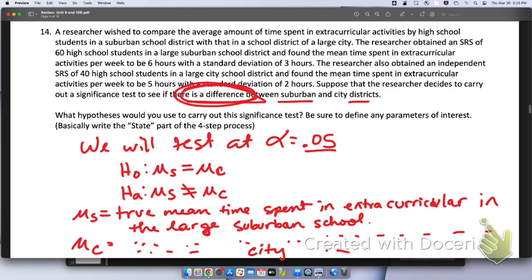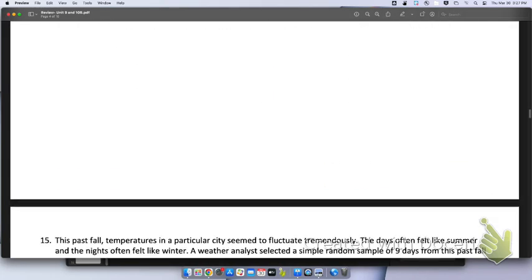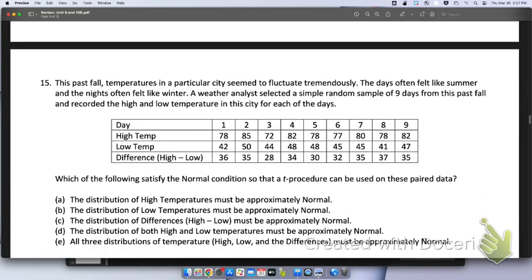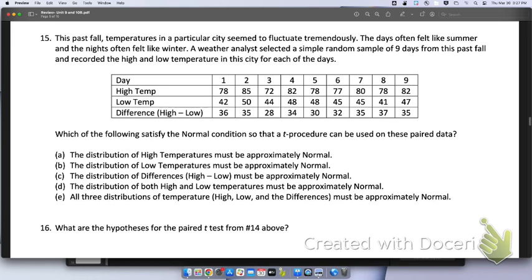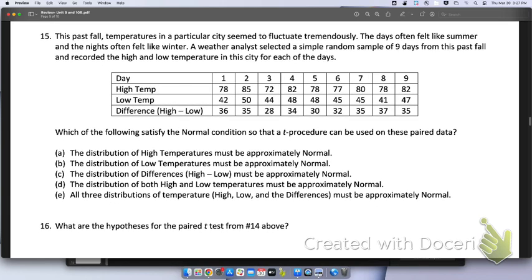All right, let's look at 15. This past fall, temperatures in a particular city seemed to fluctuate tremendously. The days often felt like summer and the nights often felt like winter. A weather analyst selected a simple random sample of 9 days from this past fall and recorded a high and low temperature in the city for each of these days. Now, each day they recorded a high and a low temperature, and we're looking at the difference in the high and the low. So each day is matched with itself, high and low.